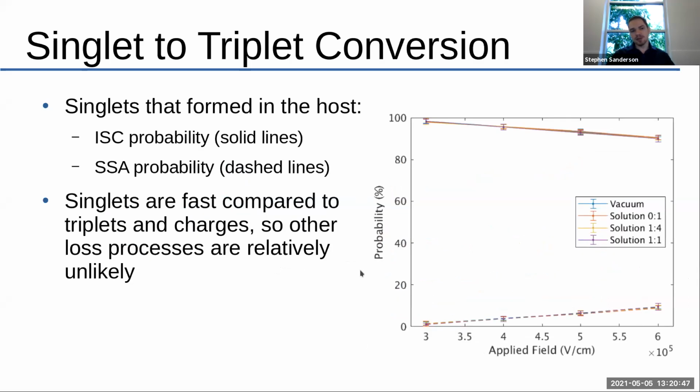Now, the next thing we can look at is singlet to triplet conversion. For singlets formed in the host, we can look at the probability that they either reach a guest molecule and go through intersystem crossing, which is this solid line here, or that they're quenched by singlet-singlet annihilation, which is the dotted line. And we see we get very good agreement for all of the different films that we simulated. Essentially, there's no difference in the probability that a singlet becomes a triplet in these different films. Singlet-triplet annihilation and singlet-polaron quenching were also included in the model, but they occurred at very, very low frequencies, so they're not plotted here.